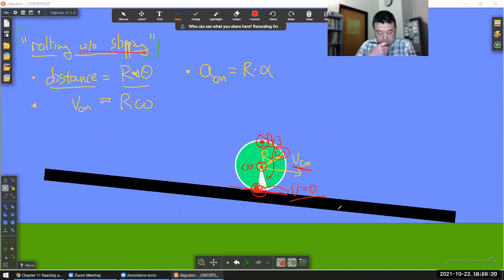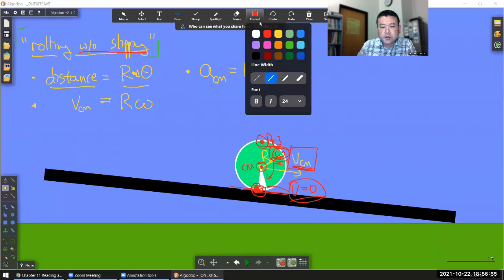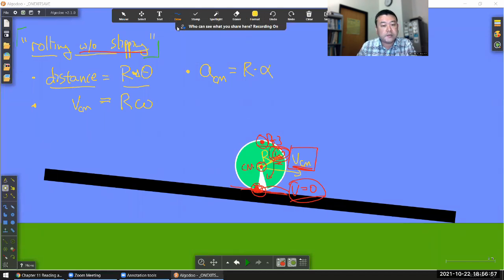So with this constraint in mind, the center of mass is moving at some speed, and this point is not moving, its velocity is 0. I want you to try to imagine coming up with a relationship between this angular velocity and this speed of center of mass. And this is where a good understanding of how we define angles is really useful.